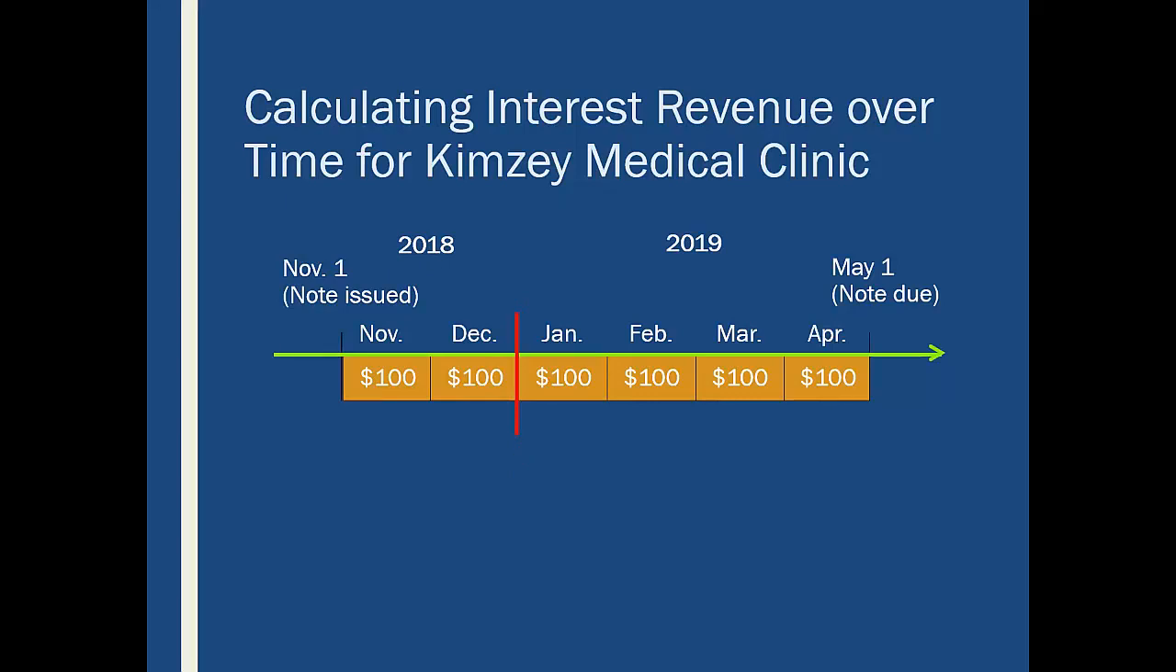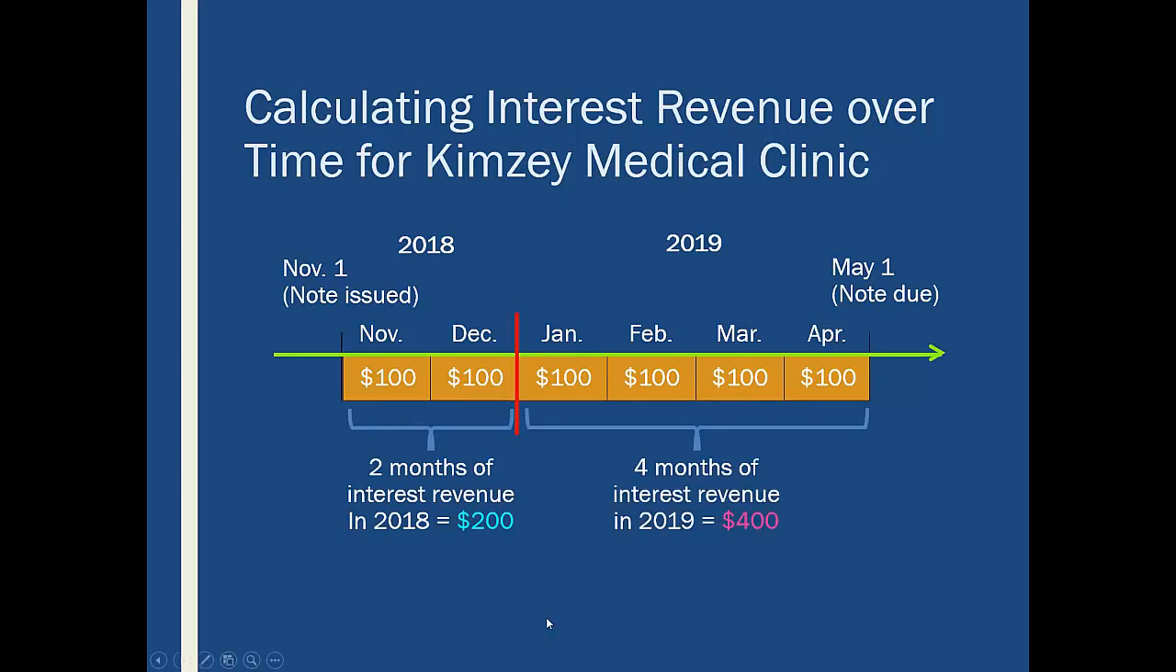Now, we didn't have to do that before because in the example before, the note was taken out on February 1st. It was a 6-month note, so it was all within the same fiscal year. In this case, they've taken out a note on November 1st, so there's a couple of months in 2018 that need to be recognized for the interest revenue that they've earned, and then the rest of it in 2019. And I know this sounds complicated, but I know you'll get it, okay? So there will be $200 of interest revenue in 2018, 4 months of interest revenue in 2019.